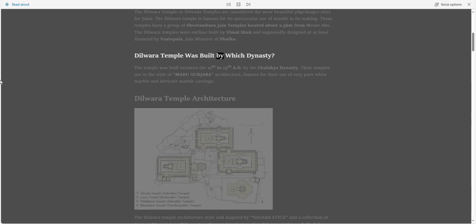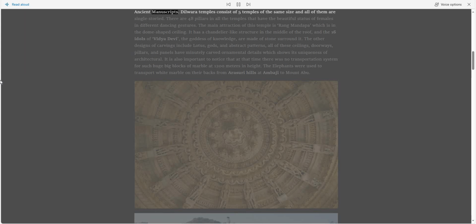Dilwara Temple was built by which dynasty? The temple was built between the 11th and 13th century AD by the Chalukya dynasty. The temples are in the style of Maru-Gurjara architecture, famous for their use of very pure white marble and intricate marble carvings. Dilwara Temple architecture: the style is inspired by the Nagara style and a collection of ancient manuscripts.